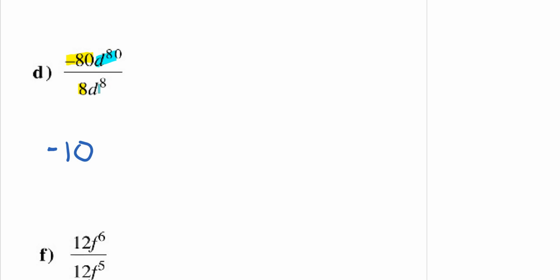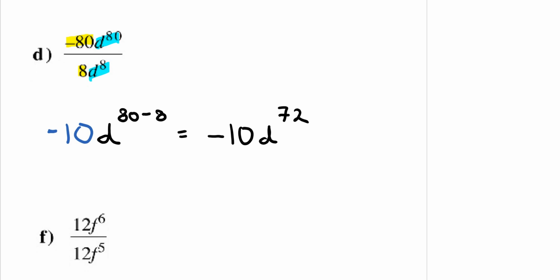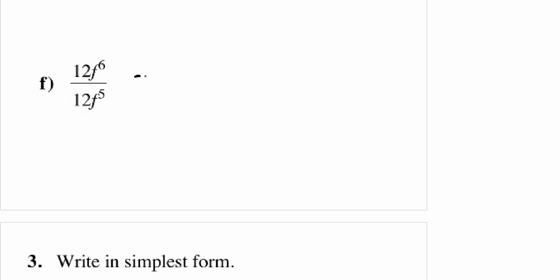And then we have our variables. So when we're dividing, if the bases are the same, we just subtract the powers there. And the final answer will be -10d to the power of 72. And after a while, you should be able to do these questions a little bit faster because if I'm dividing numbers and numbers, 12 divided by 12 is just 1.